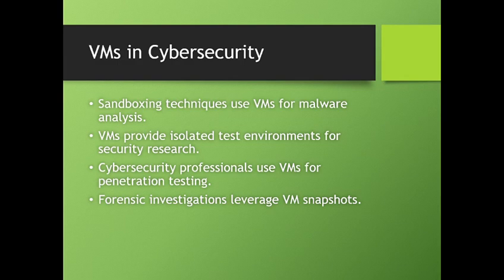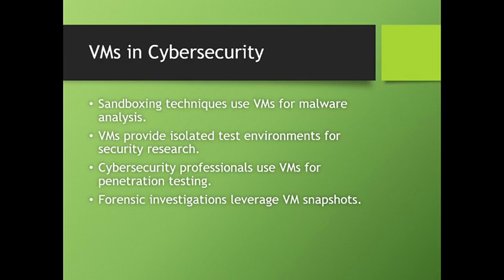Role of virtual machines in cloud computing. Cloud providers use VMs to host services and enable on-demand scaling. Examples: AWS EC2, Google Compute Engine, Microsoft Azure VMs. Security aspects of virtual machines. Isolation prevents malware spread. VM snapshots provide data recovery. Hypervisor security is critical. Regular updates reduce vulnerabilities.